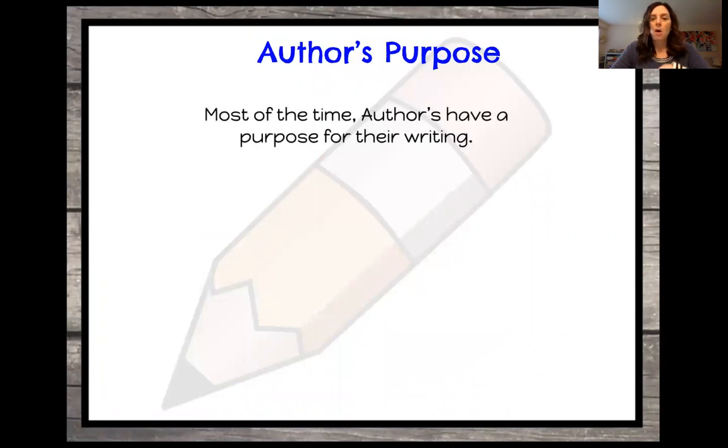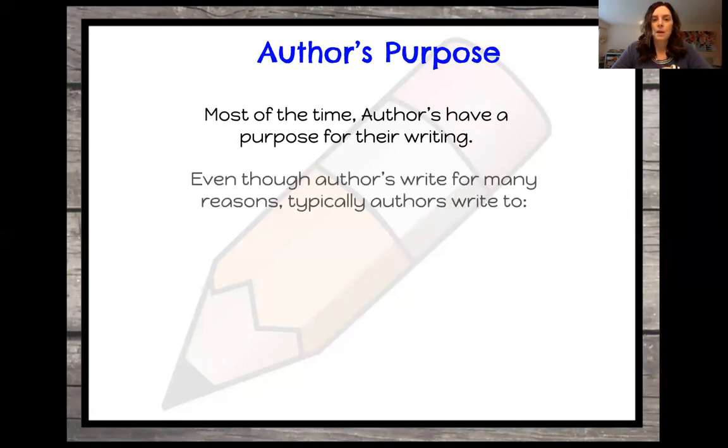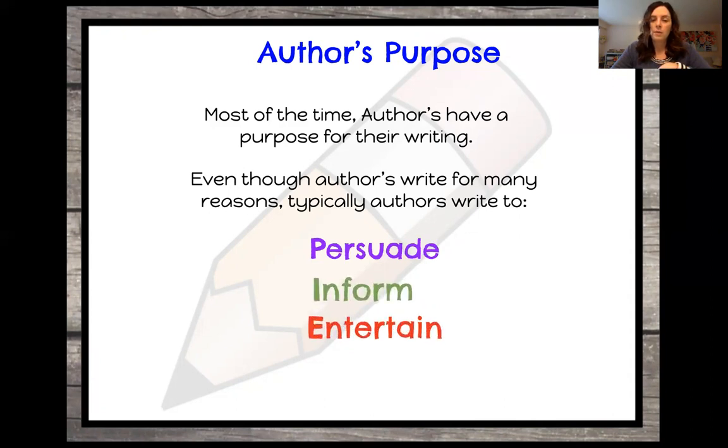Well, most of the time, authors have a purpose for their writing, and this means that they have a goal or something that they're trying to achieve. Even though authors write for many reasons, there are 3 reasons that typically we think of texts as being. So the 3 types of texts are meant to persuade, or they're meant to inform, or they're meant to entertain. And you can remember these 3 ways as the author's PIE, P-I-E.